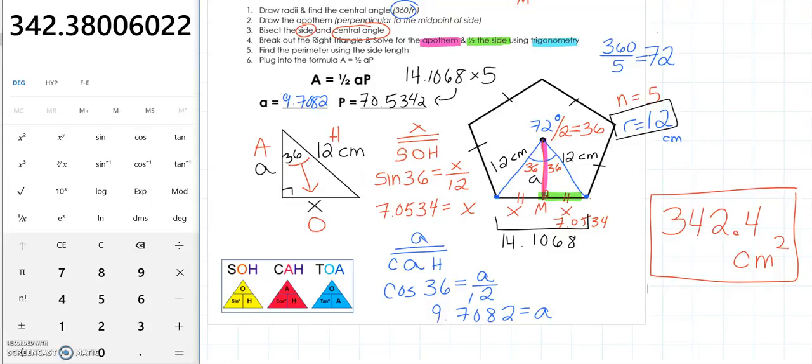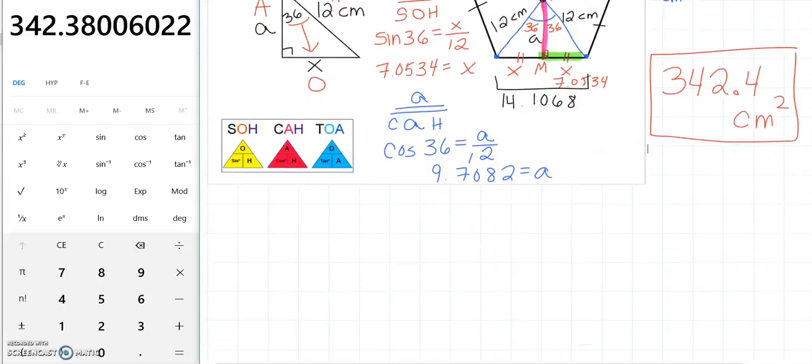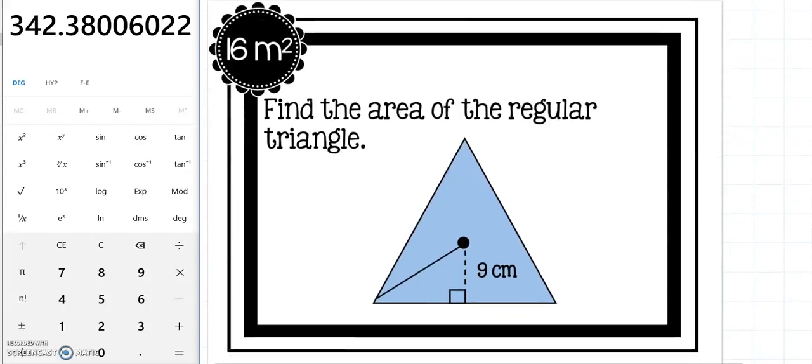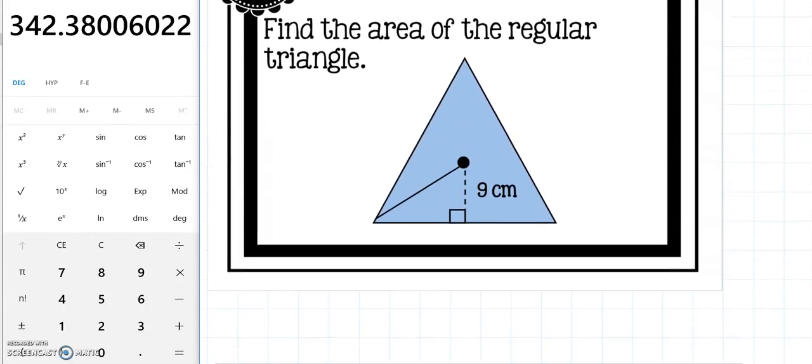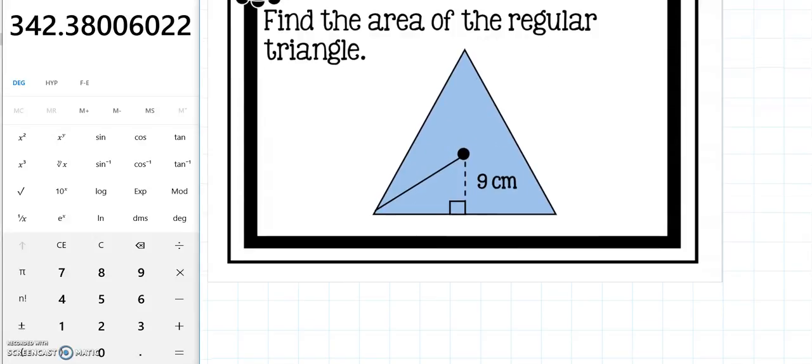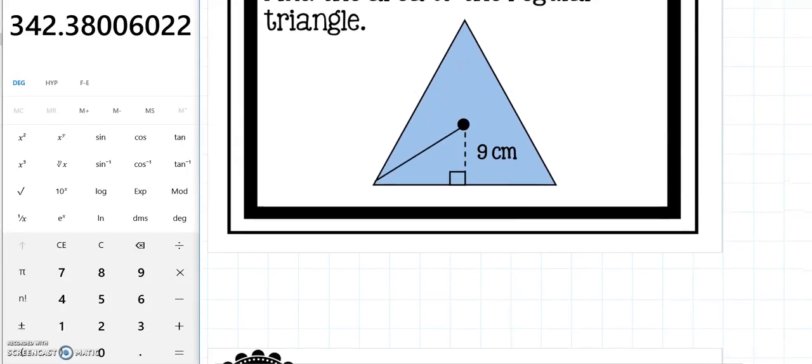Now, where I want to pick up from, I just want to do a couple of practice problems. So when I introduce this next problem, you're going to ignore the 16 meters squared in the corner. We're going to be finding the area of this regular triangle. Pause the video, copy it down. Okay, so I'm going to pretend like we all copied it down. We have that good. So let's go ahead and set up our problem.